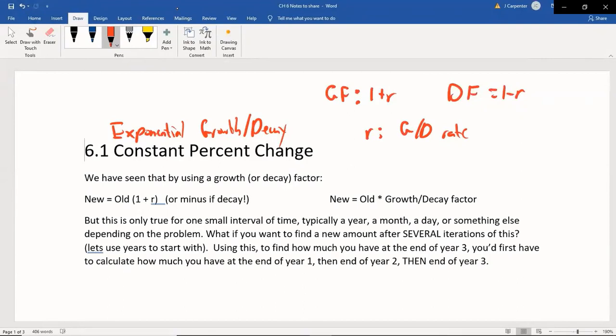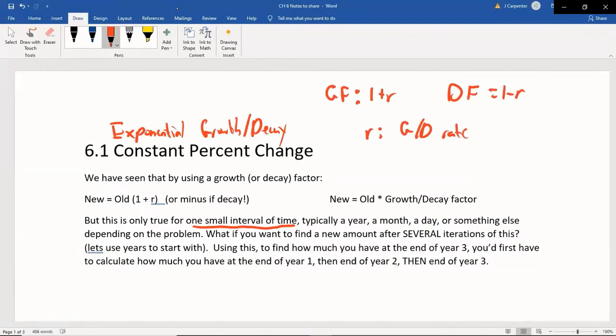But all of that was only true for one small interval of time, typically a year, a month, or a day, or whatever, depending on the problem. The problem has to tell you if you're growing at an annual rate or a periodic rate of a month or a day or a quarter or anything like that. And we will see both of these types of problems.